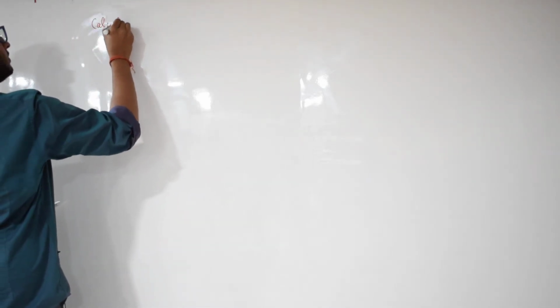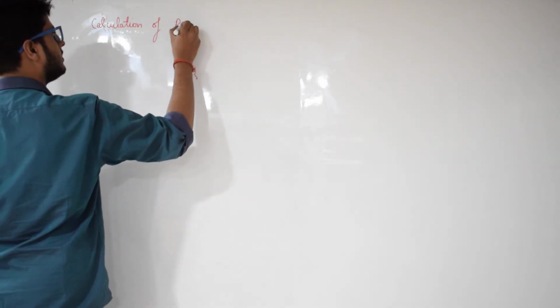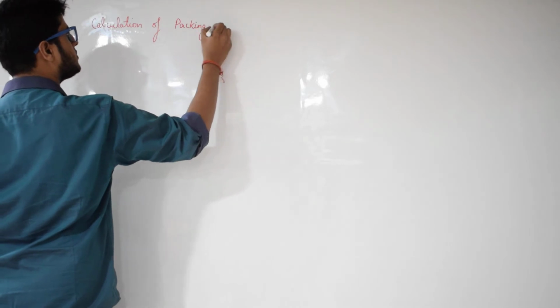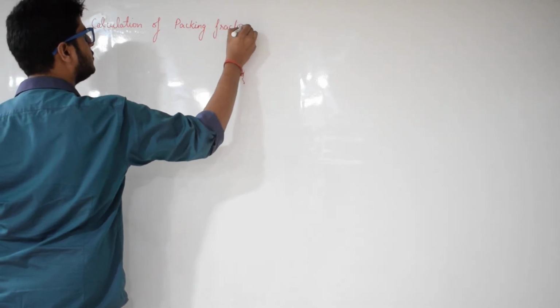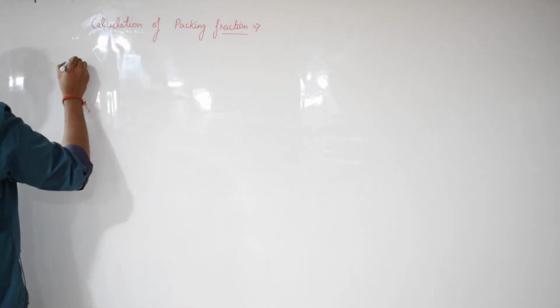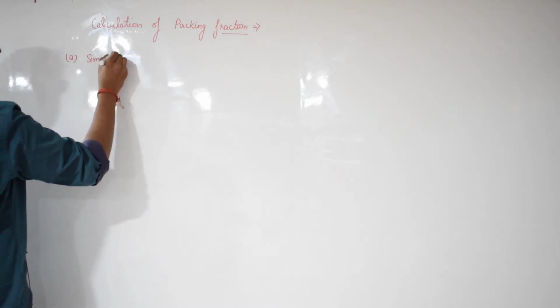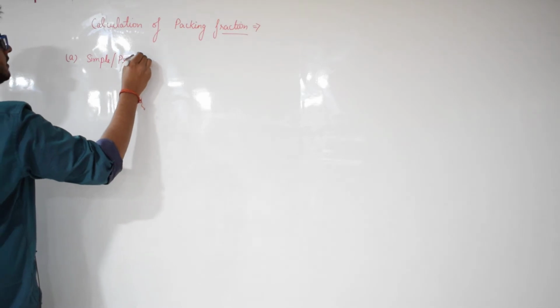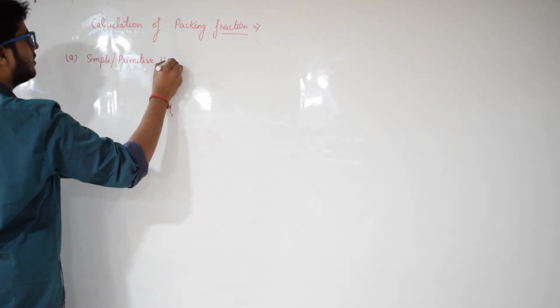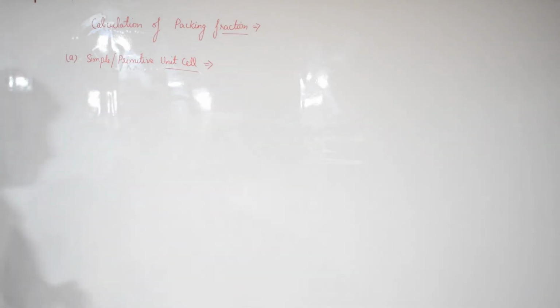So, next would be calculation of packing fraction. We have to calculate packing fraction in different cubic arrangements. In this we have to discuss the first one, that is simple cubic system or primitive unit cell. Simple unit cell or primitive unit cell. This is the first one.